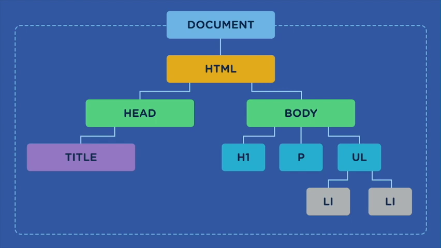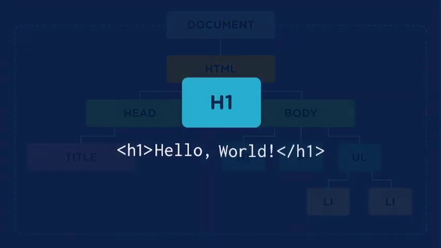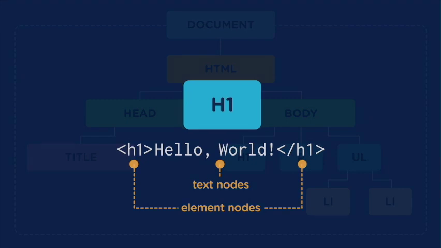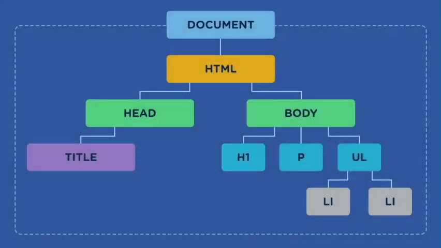Now, don't worry too much about the word node for now. Just know that a node is like a regular JavaScript object and that there can be different types of nodes in this tree. For example, HTML tags are element nodes, and any text or content inside elements are called text nodes. Notice how the DOM tree resembles a family tree.